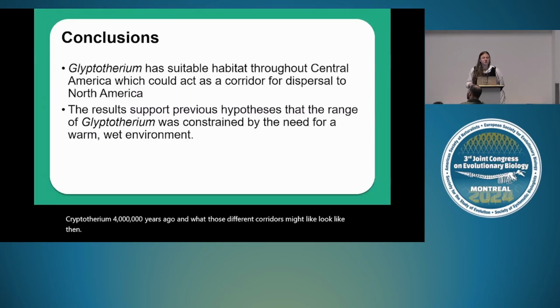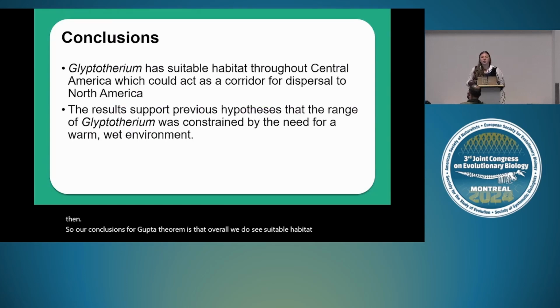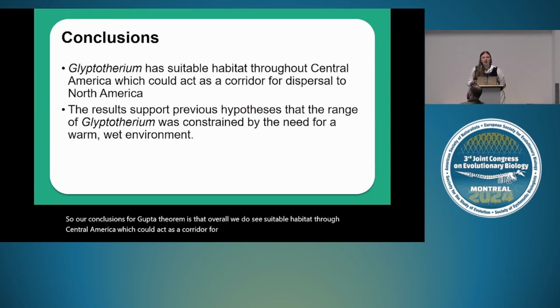So our conclusions for Glyptotherium is that overall, we do see suitable habitat through Central America, which could act as a corridor for their dispersal, indicating that, at least in the case of dispersers during GABI, niche models are a tool that we can use to assess that. And they also support the hypothesis that Glyptotherium needed a warm, wet environment.